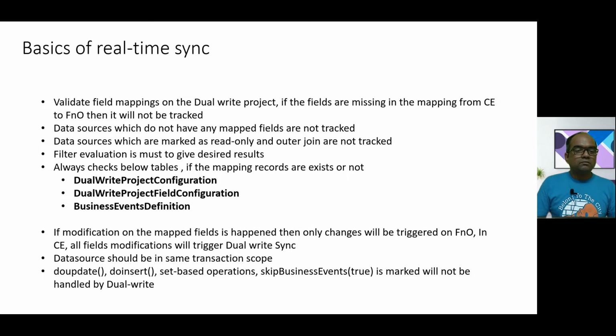Another thing I would like to highlight as part of the basics of the real-time sync data process flow is that data sources which are marked as read-only, and outer joins, are not tracked in the dual write process. At the same time, data sources which do not have any map fields are also not tracked. So these two points should be taken into consideration when you try to see any errors or issues in a real-time data sync using dual writes.